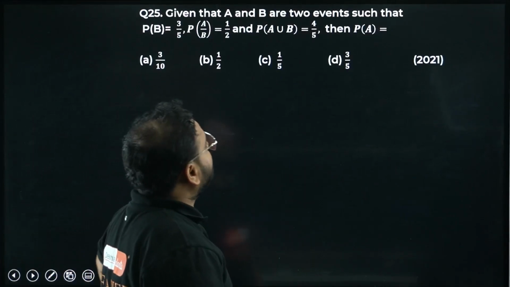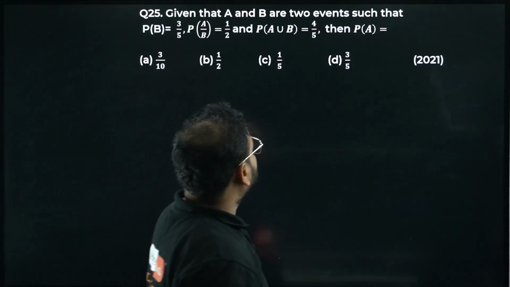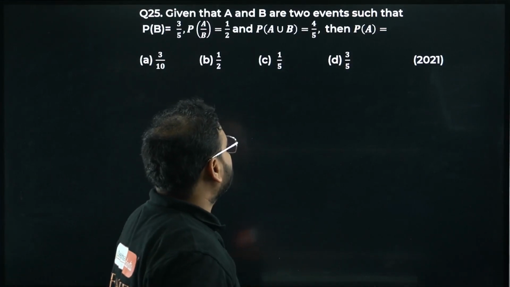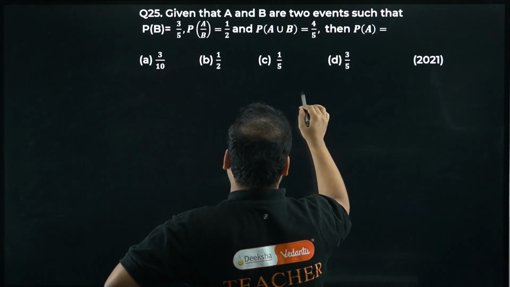Given that A and B are two events such that P(B) is 3 by 5, P(A|B) is 1 by 2. We've been given a union also. We're looking for P(A). Chaliye.